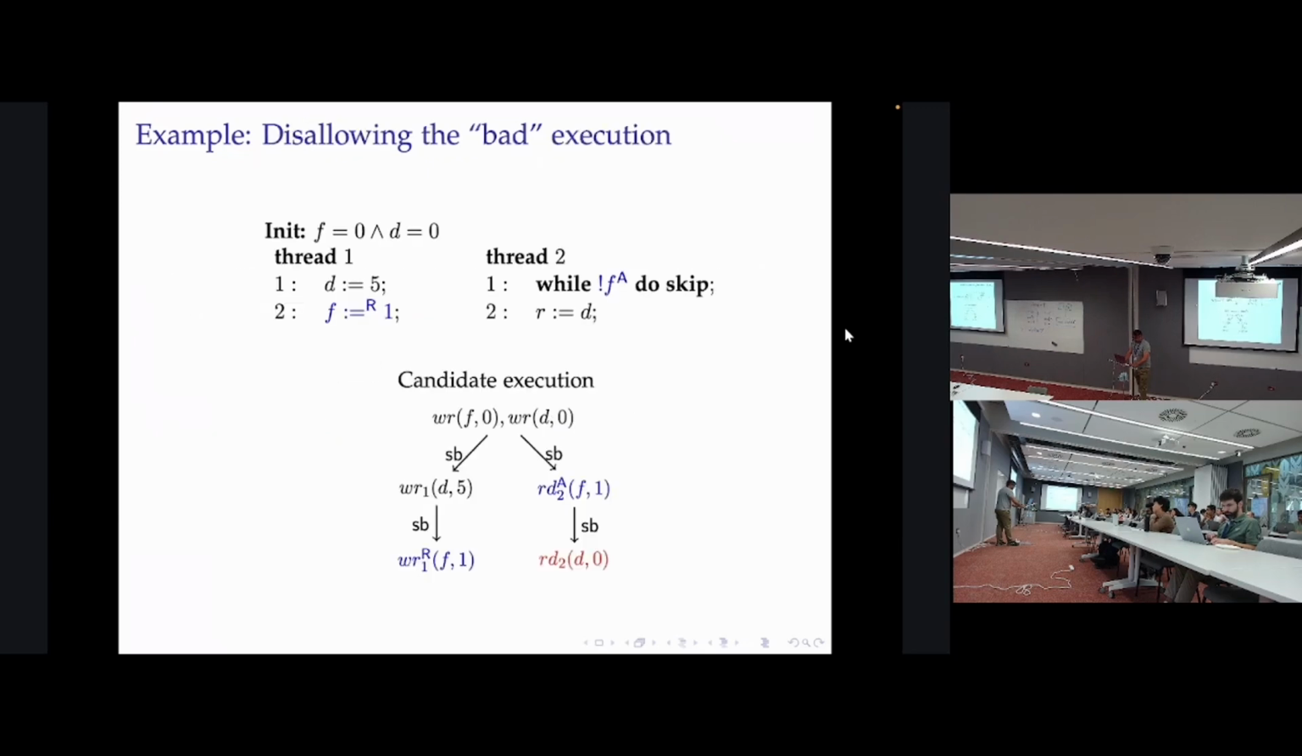So here's my bad behavior. Let's see what breaks when I go through the execution. As before, I have all of my edges just as before. But this time, I have a reads-from edge from this read to that write, and I also have two other extra bits of information.